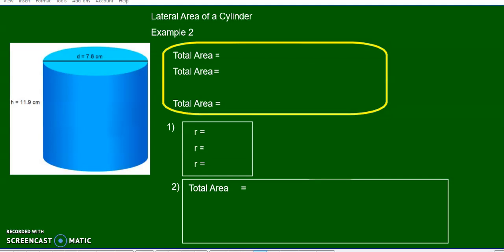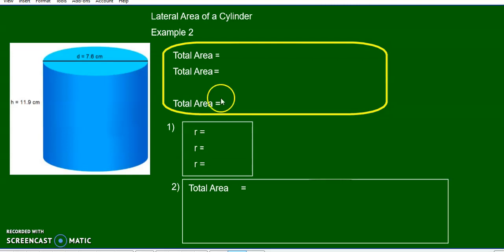Okay, here's another example you can try. Find the total area of this cylinder. Okay, so if we're looking for the total area of the cylinder, let's just remind ourselves what the formula for the total area of a cylinder is.